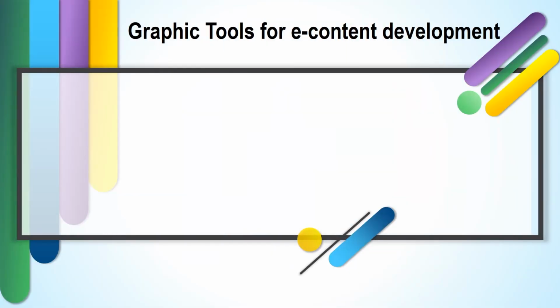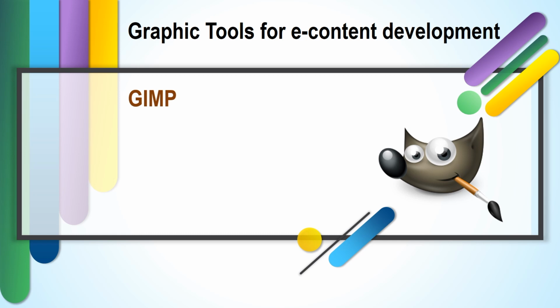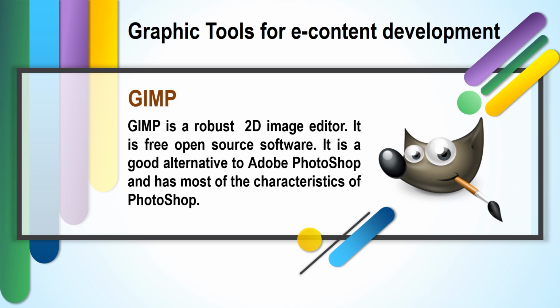Next software is GIMP. It is an open source software. It is the strongest alternative to Photoshop software. GIMP is basically used for 2D image editing, right?